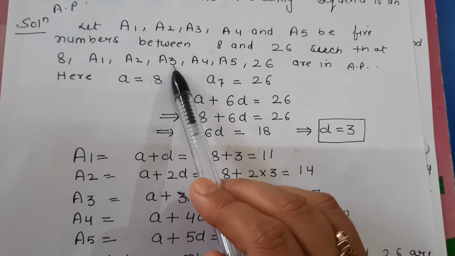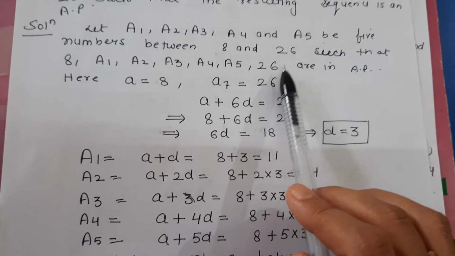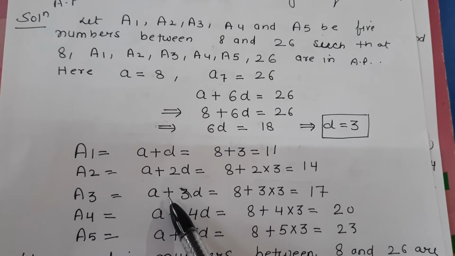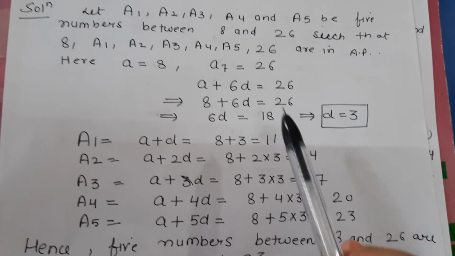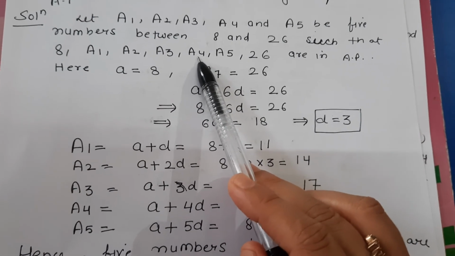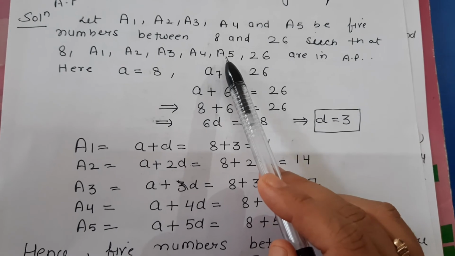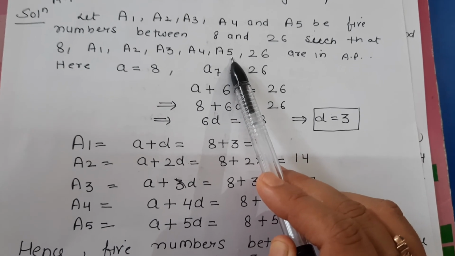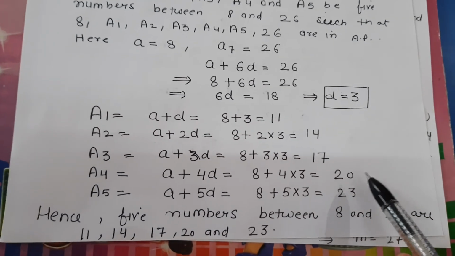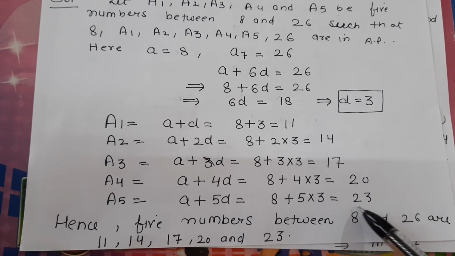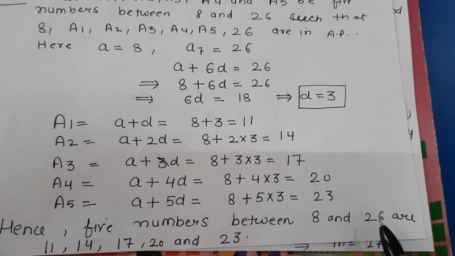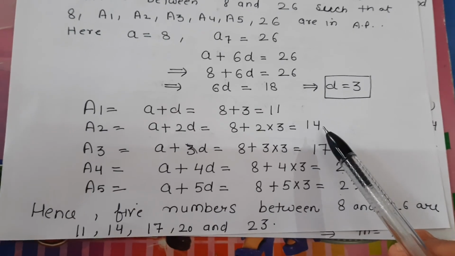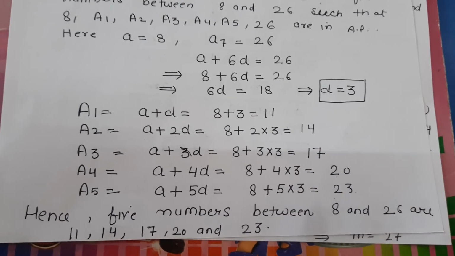In the same way, this number will be the fourth term of your AP sequence. So the formula of fourth term of AP will be a plus 3d. Put the value, answer will be 17. In the same way, this A4 will be the fifth term of AP and A5 will be the sixth term of your AP. On solving, you will get your answer 20 and 23. In the end, we'll write, hence 5 numbers between 8 and 26 are 11, 14, 17, 20 and 23.